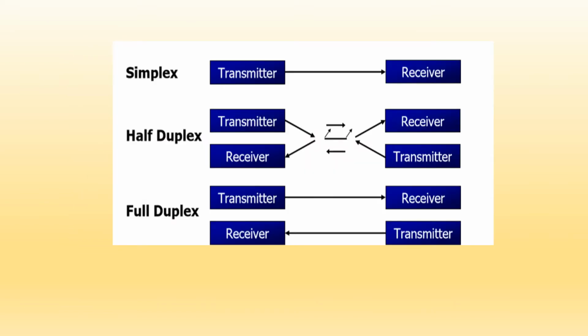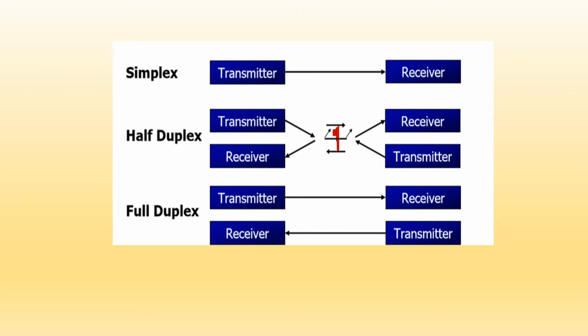The figure shows the simplex, half duplex and full duplex data transfer. In simplex transfer, the transmitter just sends the data and the receiver receives the data. In half duplex communication, both the sender and receiver can send and receive the data but not simultaneously, because there is only one channel to send the data between the sender and the receiver. Because of which either the sender can send the data, later you can receive the data.